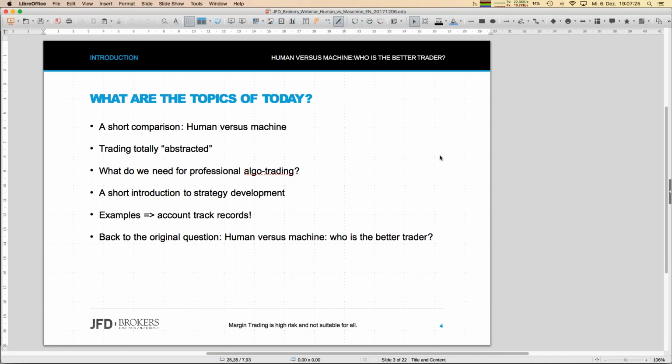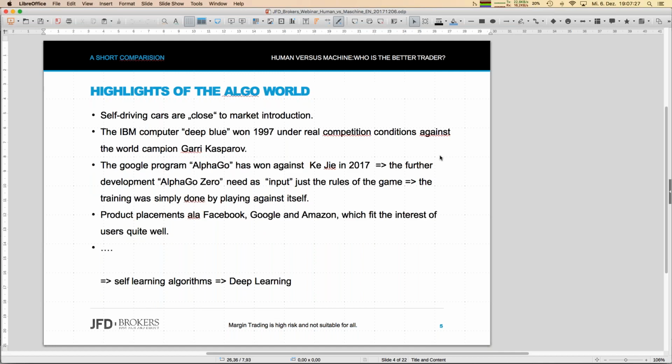Okay. So if you talk about algorithmic trading, or in general about the algo world, I just want to share with you some highlights from the last two decades. It's only really some remarks, a little bit related to trading, but not all. Just so that we have a feeling of what is possible today with computers.